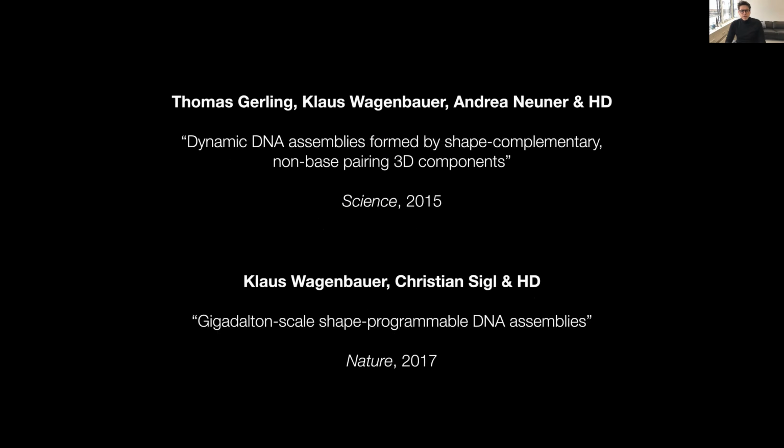So from that point of view, it's also interesting to pursue the question of making higher order assemblies, ever bigger objects. What I want to tell you now builds on these two previous works. In 2015, we completed a project on dynamic DNA assemblies formed by shape complementary non-base pairing 3D components. I will briefly outline what we did there. And then we built on this and worked on Giga-Dalton scale shape programmable DNA assemblies. I'll only touch on this. From my point of view, and I'm subjective, these are very interesting papers. I invite you to take a closer look into them.